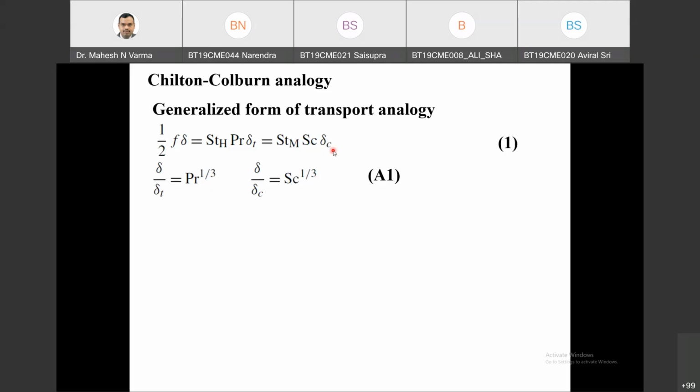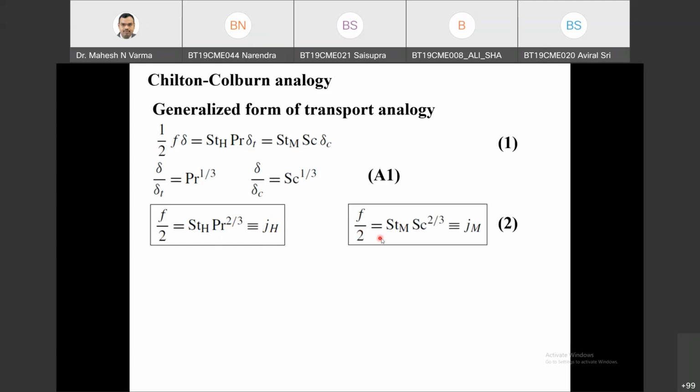Okay, delta by delta T equals Prandtl number raised to 1 by 3. Substituting this, friction factor divided by 2 equals Stanton number for heat transfer times Prandtl number raised to 2 by 3, that is equal to JH. This is called the heat transfer J factor, commonly represented as small jh. Similarly, F by 2 equals Stanton number for mass transfer times Schmidt number raised to 2 by 3.